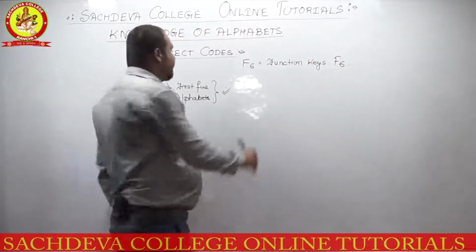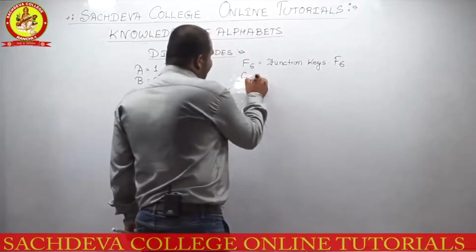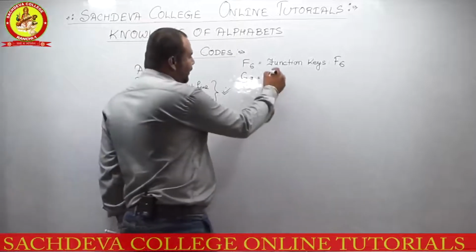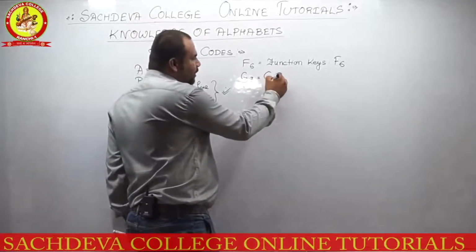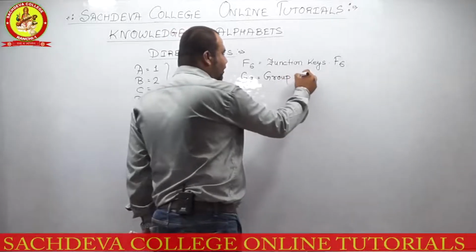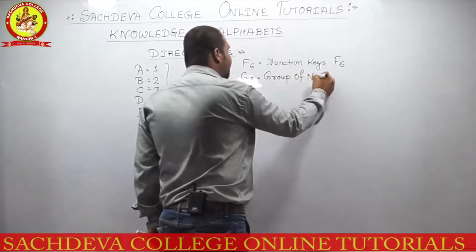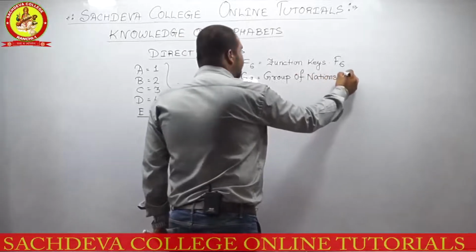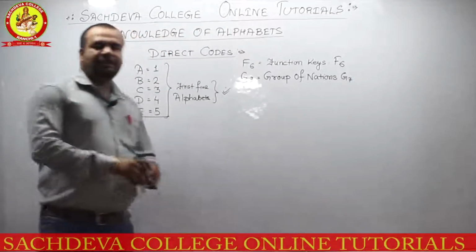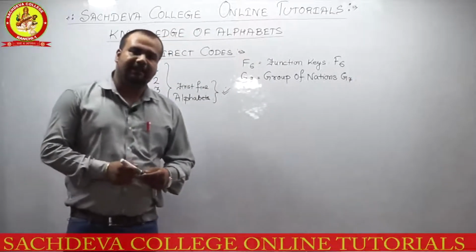Okay. Next, we have G7. How will we remember G7? The way to remember G7 is G for group. And in GS we learn about various groups of nations. Group of nations. Then we have the group of 7 developed nations, or the group of 7 developing nations.